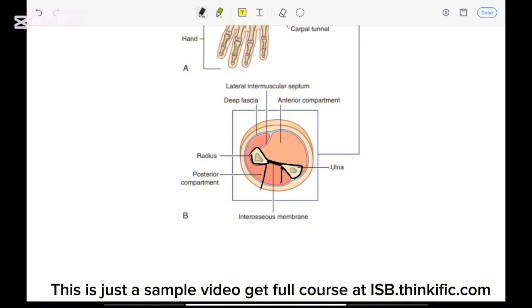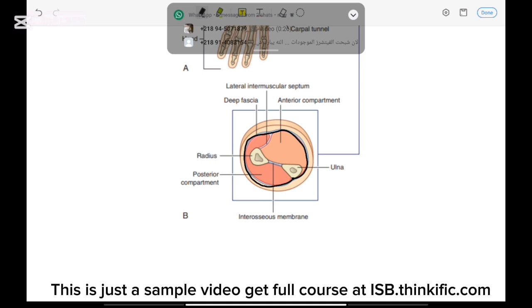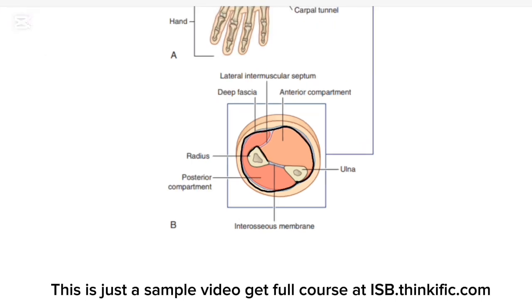The posterior border of the ulna is directly attached to the deep fascia. So you can palpate the posterior border of the ulna throughout its length. That's the deep fascia attaching to the posterior border of the ulna, wrapping around the upper limb, and then coming back to attach to the ulna again. That's why you can feel the posterior border of the ulna throughout its length.